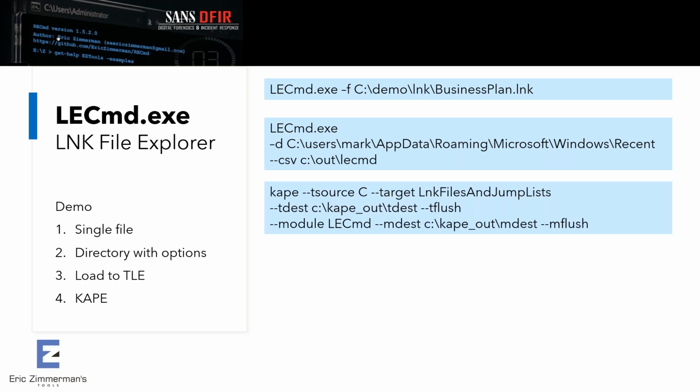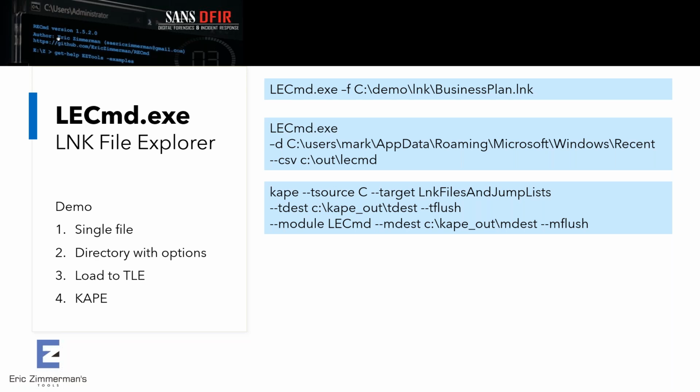Lastly, and I'll try to do this on each command, is to show you that KAPE can be used to not only collect the data, but also process it using the tool. So here, I've told KAPE to go collect link file and jump list information, told it where I wanted to store that information, and then in the same command line, I have said, also use LECmd, Link File Explorer, to process the data you just collected.